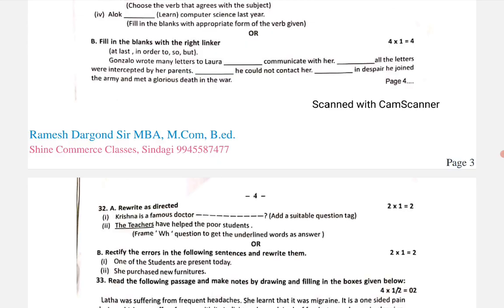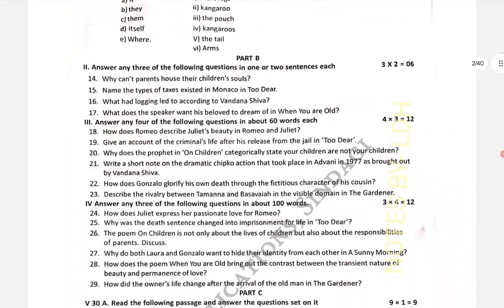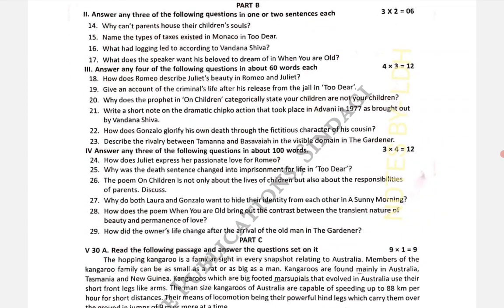Okay, so look, in the question paper itself there are some answers. These are the tricks. Hidden gems are there. So you can cut this paragraph and paste it in one of the questions here. It will be the answer for that question. Okay, see this. Question number 22: How does Gonzalo glorify his own death through the fictitious character of his cousin? If you write that paragraph here, you may get at least 1 or 2 marks. Minimum 1, maximum 2 marks.